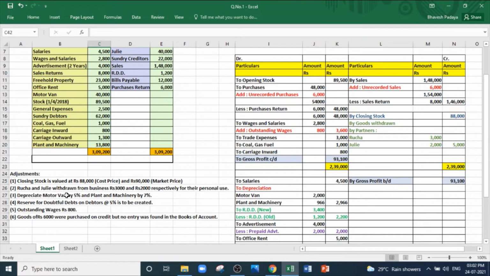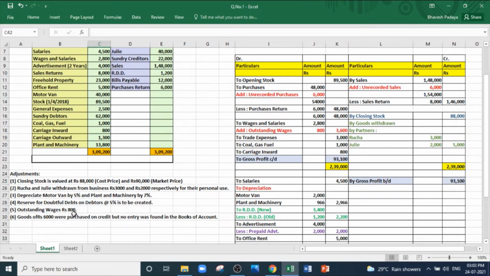Doesn't matter if it is cost price or market price. You will take the amount whichever is lower. Rucha and Julie withdrew from business rupees 3,000 and rupees 2,000 respectively for their personal use. These are drawings. Rucha made 3,000 drawings and Julie made 2,000 drawings. Depreciate motor van by 5% and plant and machinery by 7%. So go and tick on motor van and tick on plant and machinery, so that you leave 2 lines for the adjustment. Reserve for doubtful debts on debtors at the rate of 5% is to be created. So there is an adjustment in the bad debts also.